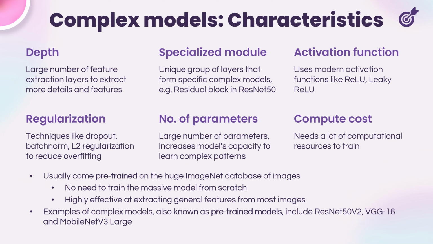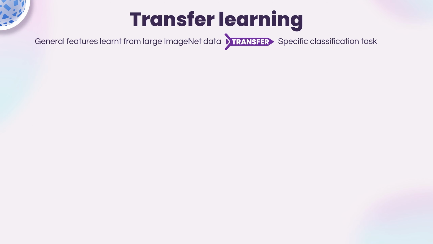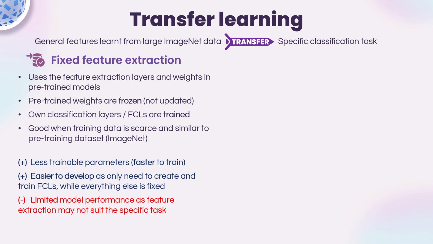Now that we are done with the simple models, we go on to our complex models, which typically come pre-trained. What does pre-trained mean? It means it's already been trained on the huge ImageNet database, so you don't need to train it from scratch. Some of the complex model examples are over here, and we'll go on to transfer learning, which is the primary way that we use these pre-trained models. What is transfer learning? We take the features learned from the large ImageNet database and bring all this knowledge over to our specific classification task, which is classifying CIFAR 10.